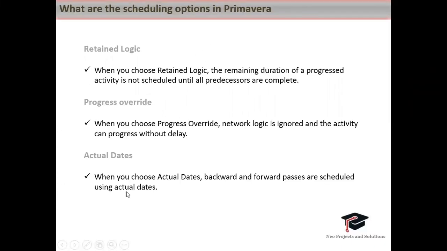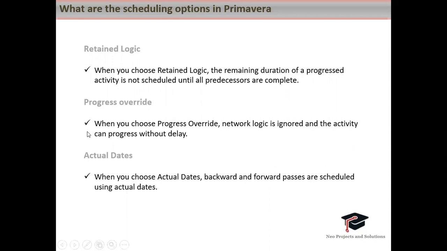There are three different types of options in Primavera P6 by which we can calculate the remaining duration of our project. First is retain logic. When you choose retain logic, the remaining duration of a progressed activity is not scheduled until all predecessors are complete, which means your remaining work will be maintained by the logic you selected while working on the planning part.